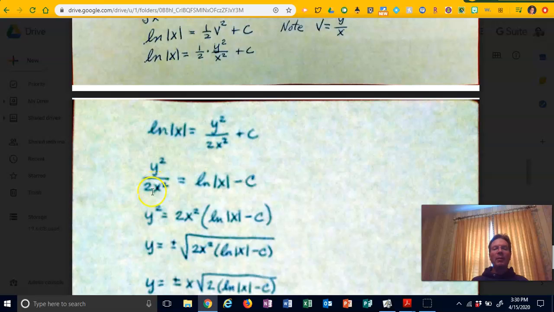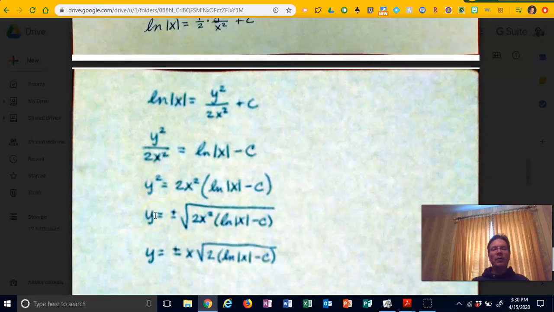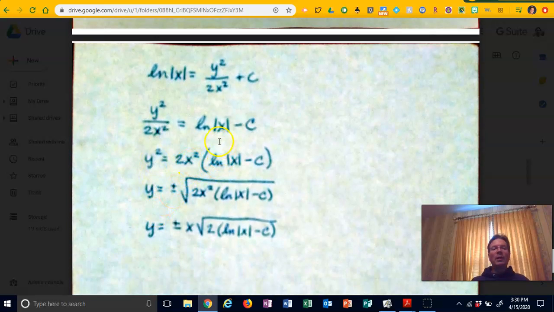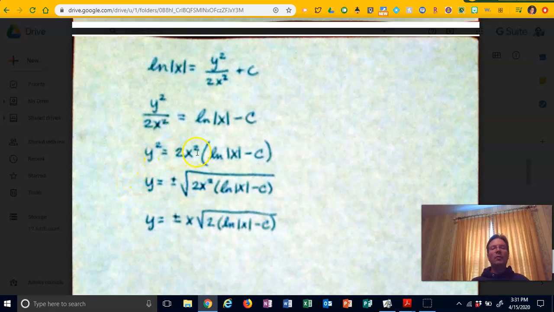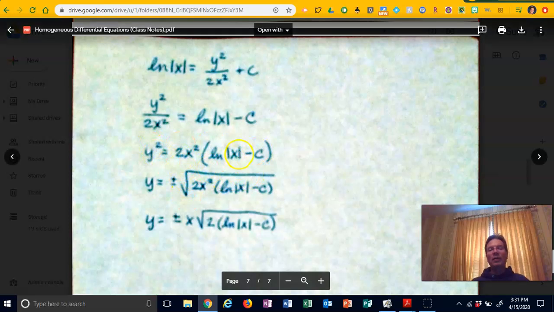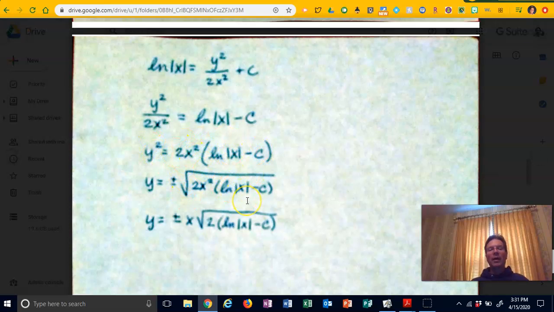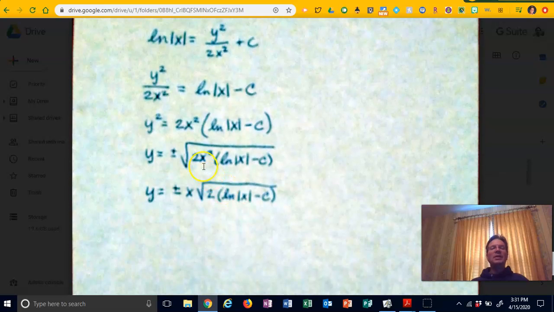All right. Now I'm going to multiply both sides by 2x squared, so I'll get y squared is equal to 2x squared times parenthesis natural log absolute value of x minus c. All right, so almost have it. I just need to take the square root now. So I take the square root of both sides, but it was y being squared, so when I take the square root, y will be plus or minus the square root of everything that I see on the right side here.